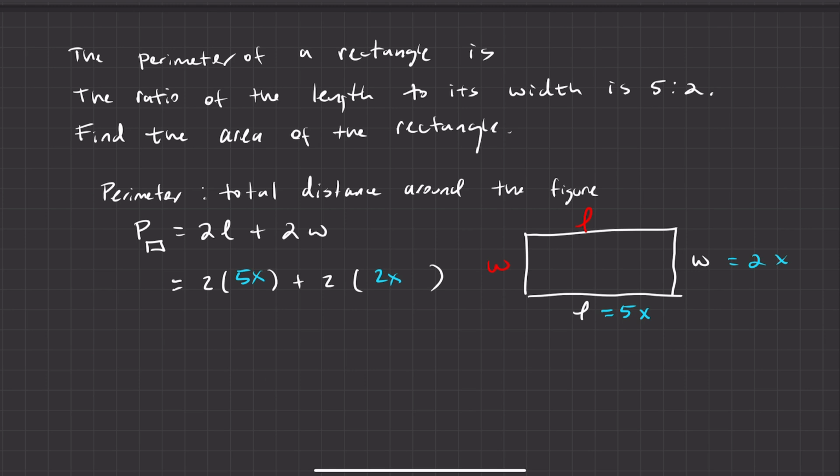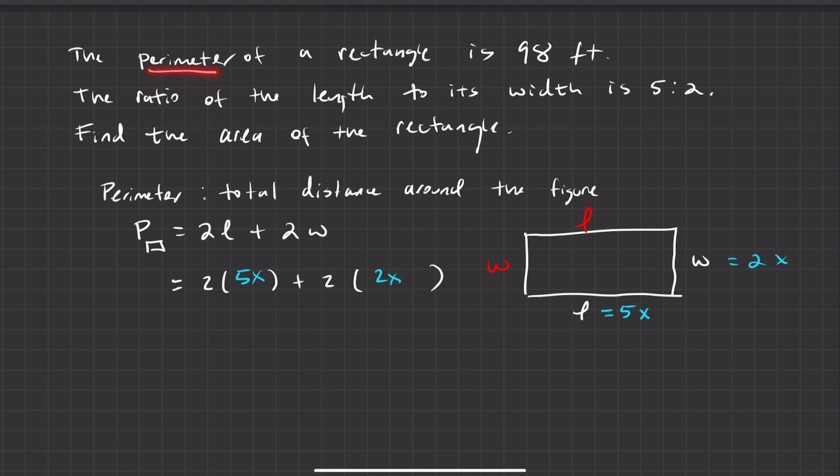One more thing before I forget. Oh, wait, what happened here? Usually it's supposed to give me the perimeter. We actually need a number here, so let me go ahead and say the perimeter of a rectangle is 98 feet. So the perimeter of a rectangle is 98 feet, and the ratio of the length to its width is 5 to 2. Find the area of the rectangle.